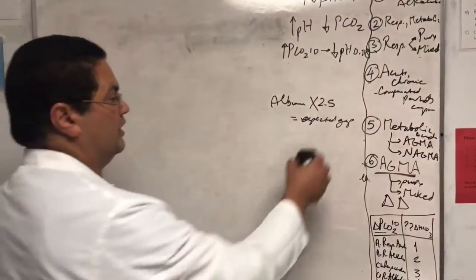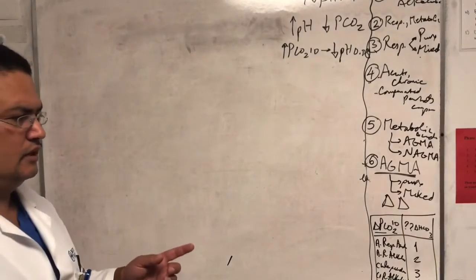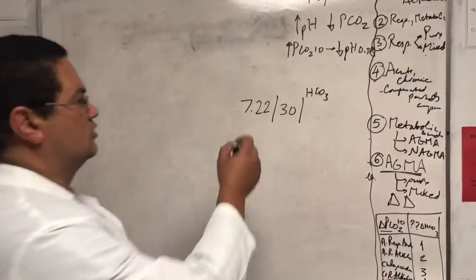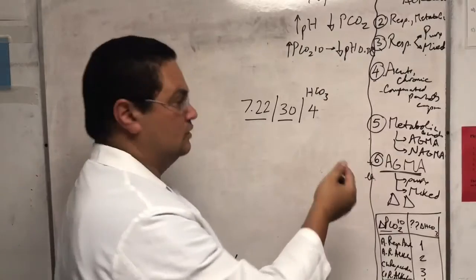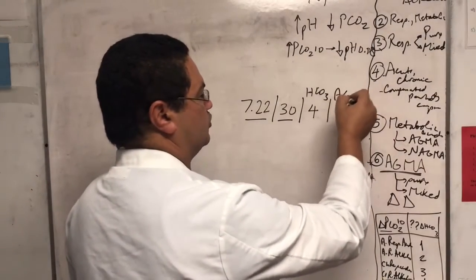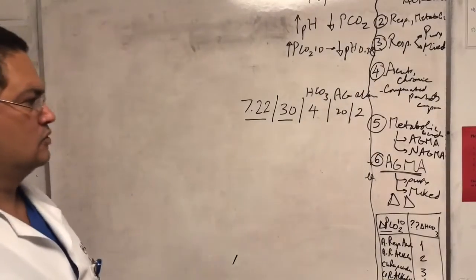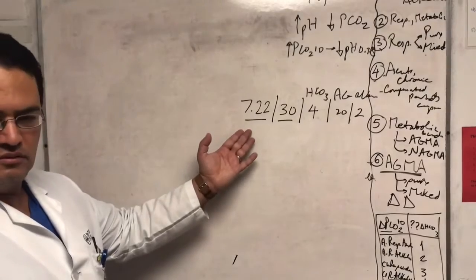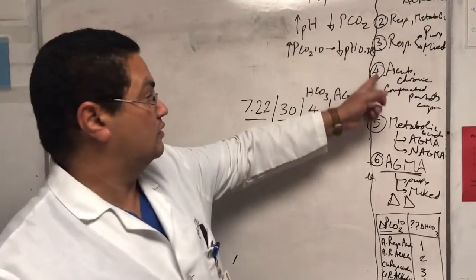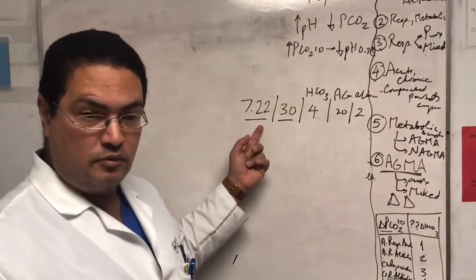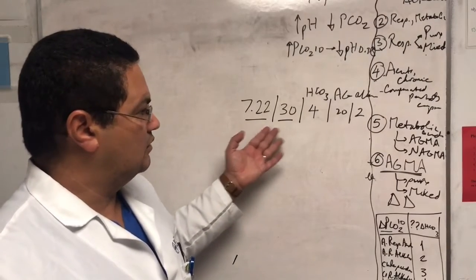So basically, we have a patient with this. Okay, so 7.22, 30, right? Bicarb of 4, anion gap of 20, albumin of 2. So if we go through it quickly, this is acidosis. Respiratory and metabolic, they both go down in the same direction, so it's metabolic. I'm not going to do number 3, we're going to go to number 4. Is it compensated or partially compensated? Partially compensated, right?